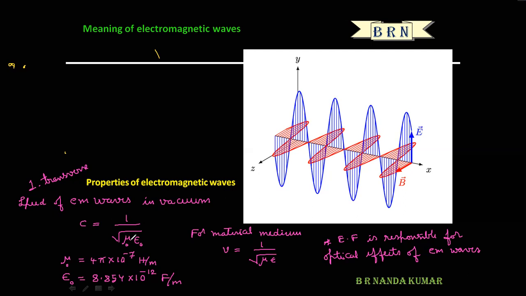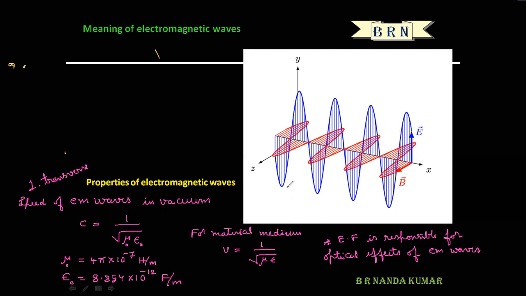Okay, so here mu naught is the permeability of free space, epsilon naught is the permittivity of free space. For a material medium, the speed of electromagnetic wave is V equal to 1 divided by square root of mu epsilon. Mu means permeability of the material medium, epsilon is the permittivity of the material medium.